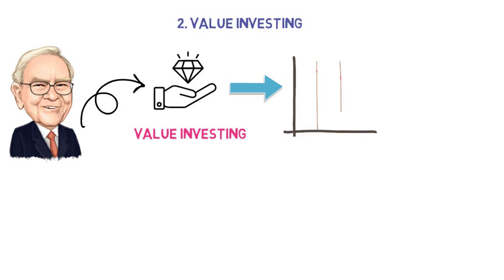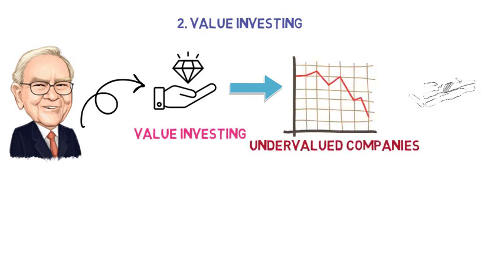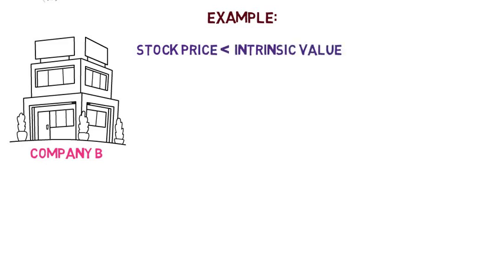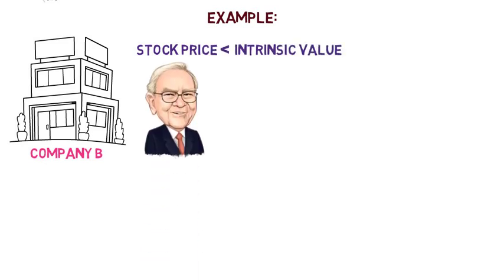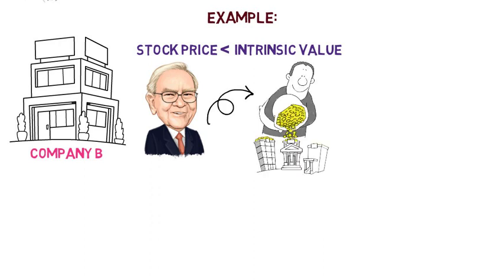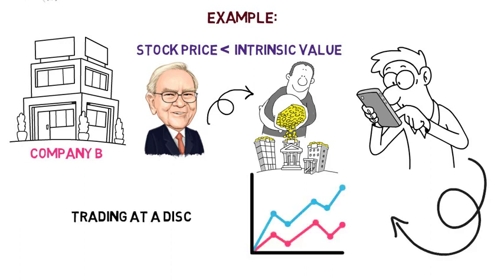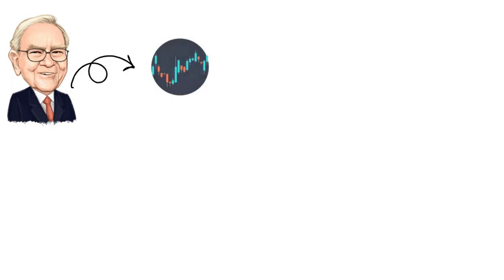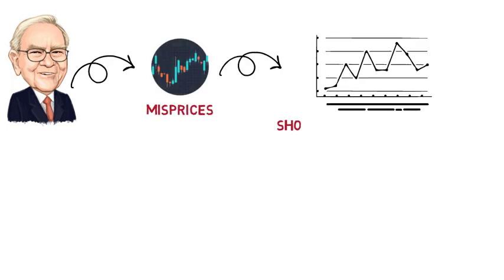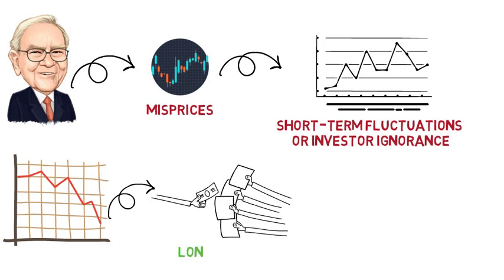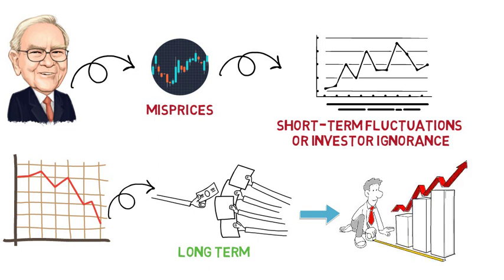This approach involves identifying undervalued companies in the market, which means their stock prices do not reflect the true worth of the company. Let's say we identify company B, whose stock price is lower than its intrinsic value according to our analysis. Buffett would likely see this as an opportunity to invest. In value investing, he looks for quality companies with a strong track record that are currently trading at a discount. Buffett believes that the market sometimes misprices stocks due to short-term fluctuations or investor ignorance. By identifying undervalued companies, he aims to buy their stocks at a low price and hold onto them for the long term, allowing their value to appreciate over time.